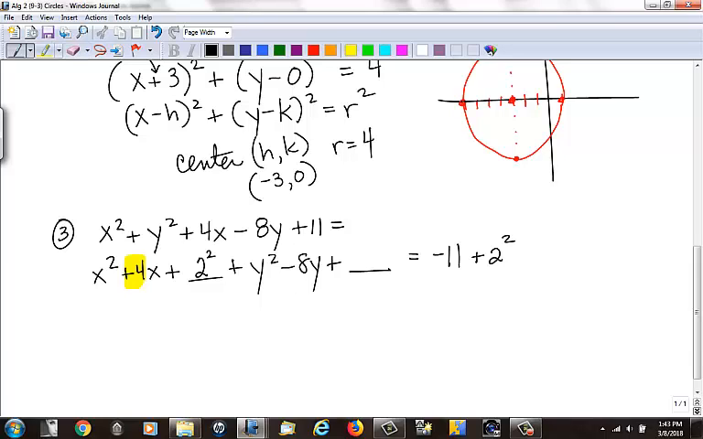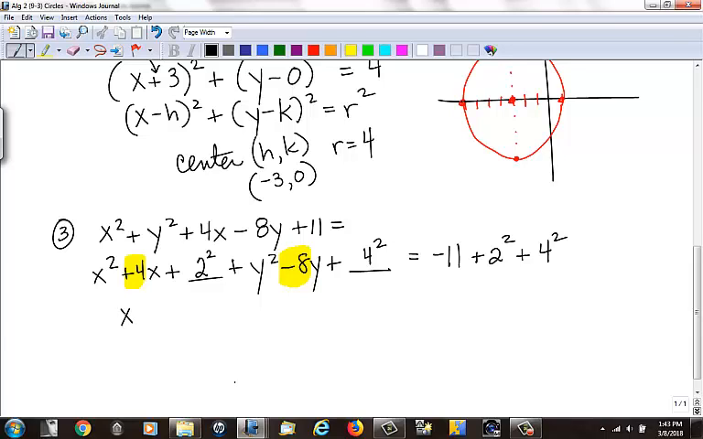Okay, take half the coefficient of the linear term, 4, and add the square of that. So add 4 squared. No, because when you add the square of it, it'll be positive. Yep. Okay, so now factor it back.